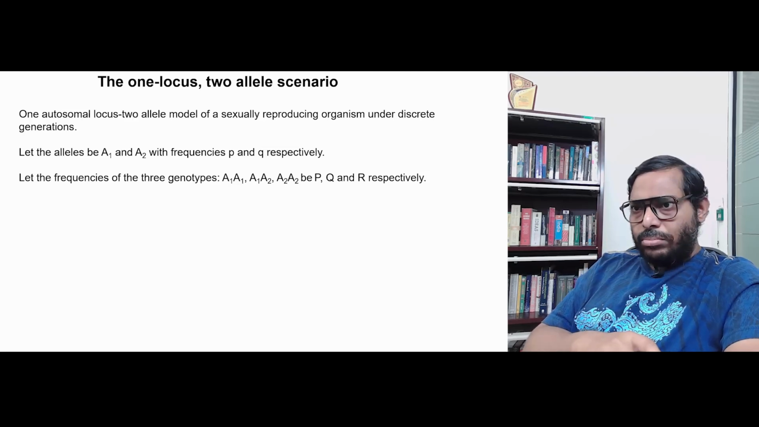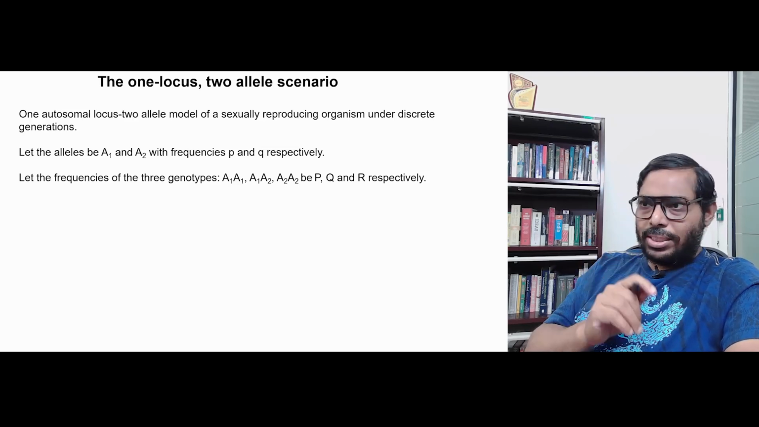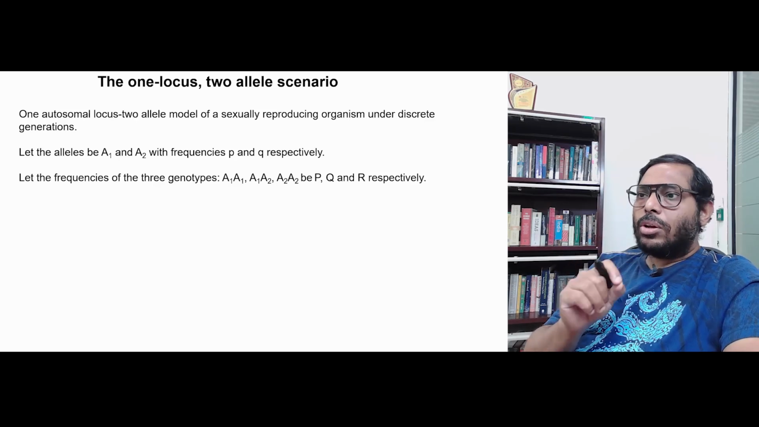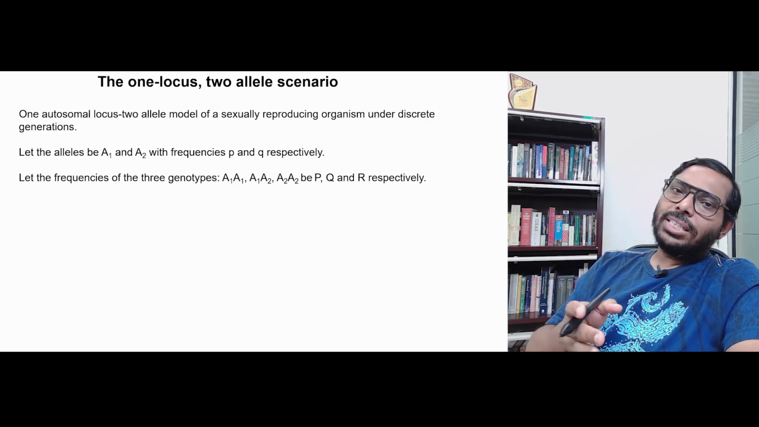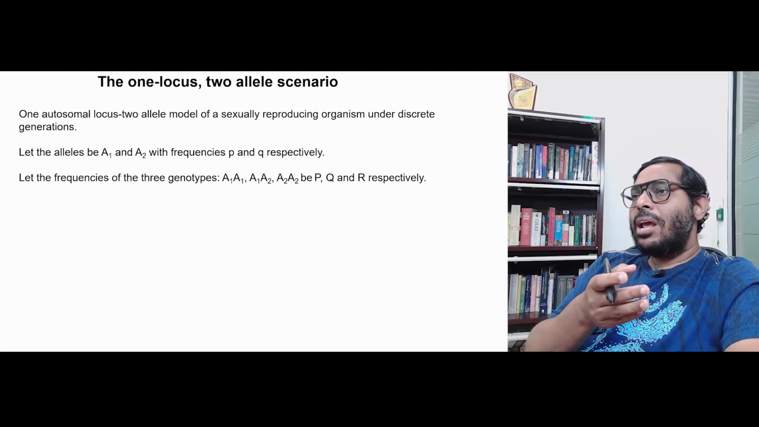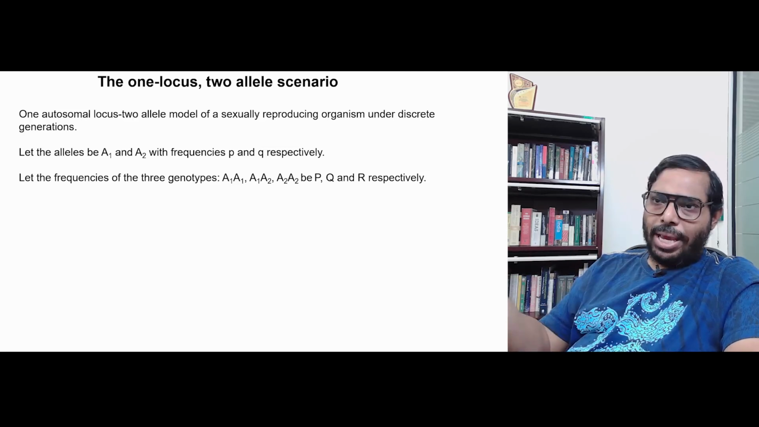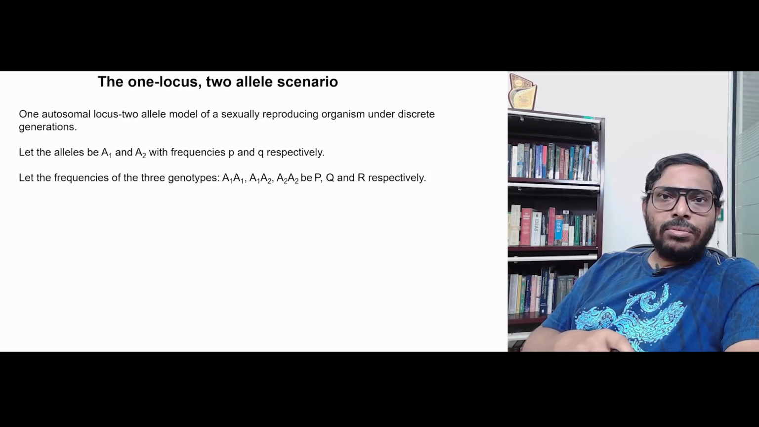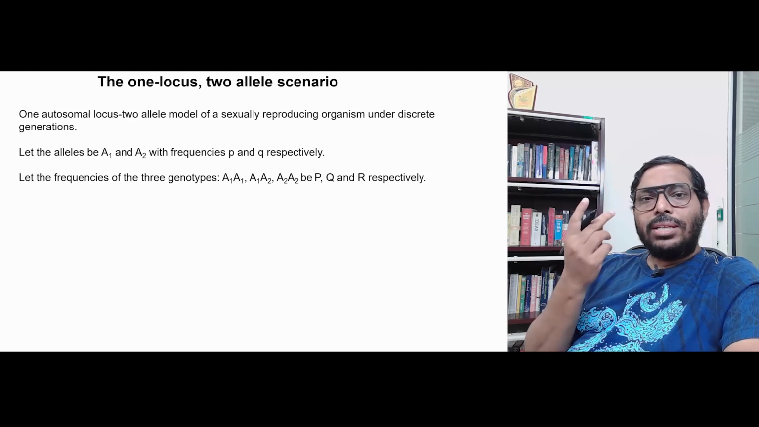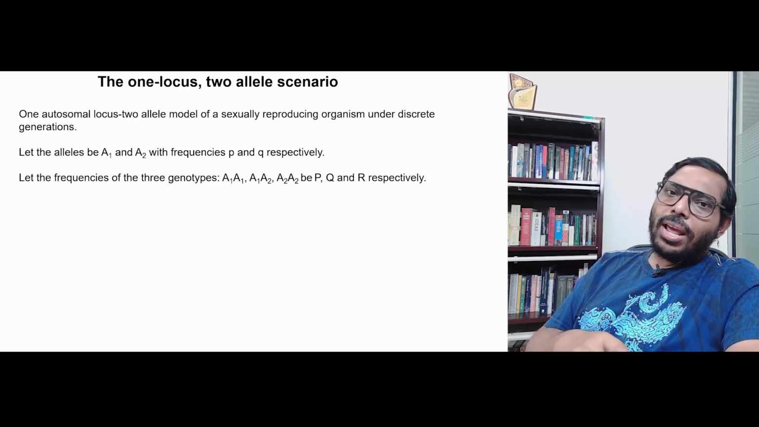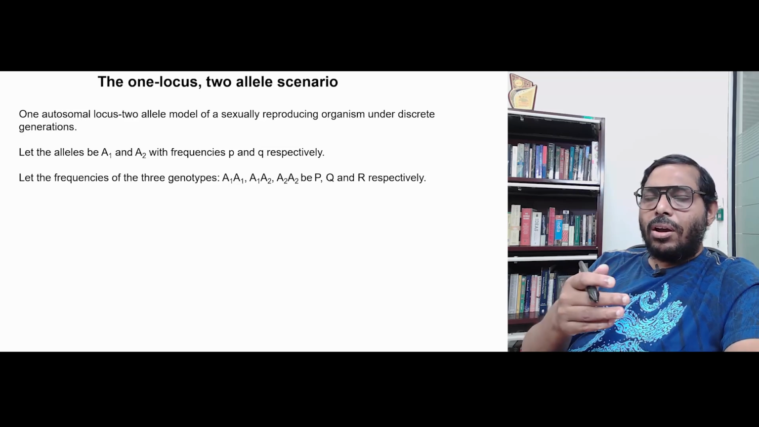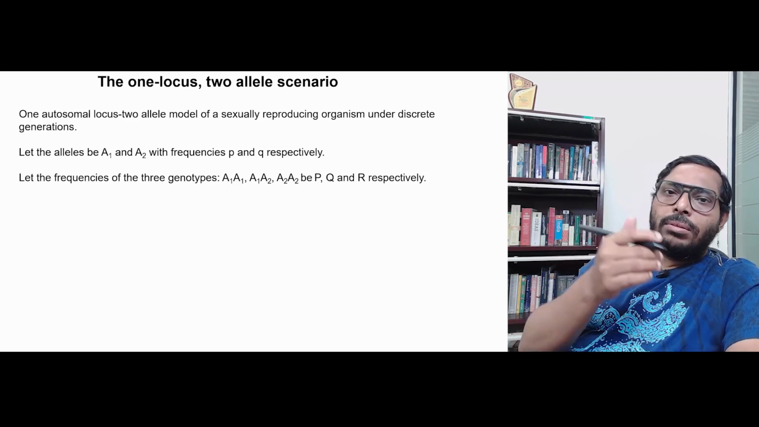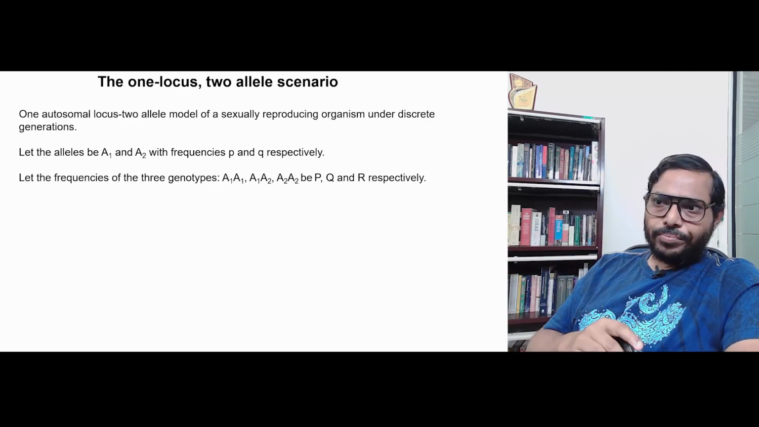So, let us assume that we have a 1 locus 2 allele scenario, and the locus is autosomal, it is a sexually reproducing organism, and the generations are discrete, which means that parents and offspring never mix. Now, let us further assume that the 2 alleles that we have in hand are called A1 and A2 respectively, and the frequencies of A1 and A2 are small p and small q.